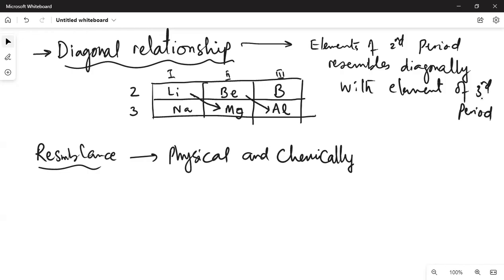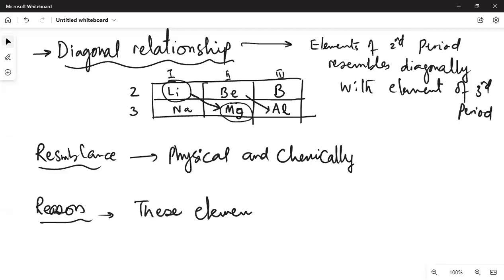बस आपने ये 4 एलिमेंट्स याद रखने हैं. आपने याद रखना है कि लिथियम की प्रॉपर्टीज मैग्नीशियम से रिजेंबल करती हैं, beryllium resembles aluminum. And the reason for that, actually they're not asking you the reason, but the reason also is, मैं इधर mention कर देता हूँ. These elements which resemble diagonally like lithium and magnesium, these elements have very similar or almost same atomic size.